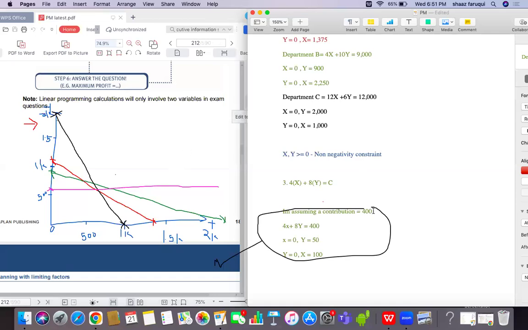In fact, let me change that further. Let's assume the contribution is 800. So 4x plus 8y is equal to 800. If x is equal to 0, y is equal to 800 divided by 8, which is 100. And if y is equal to 0, x is equal to 800 divided by 4, which is 200. This is better. And I purposely did it 3 times so that you realize that this is only an assumption.